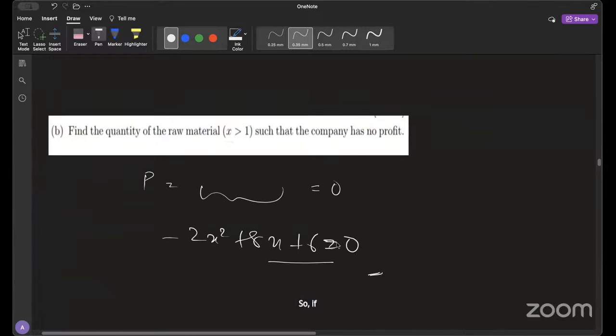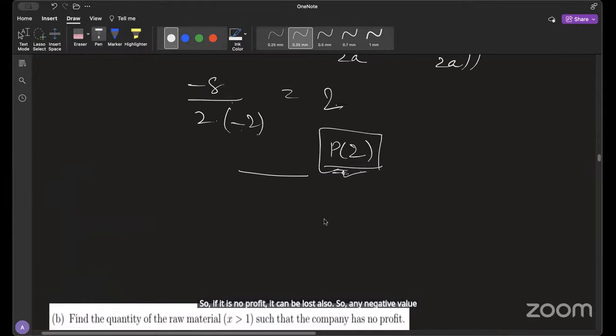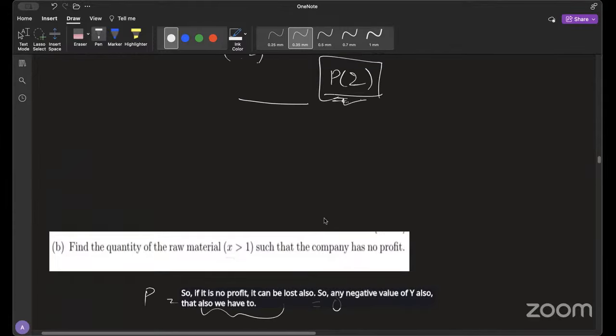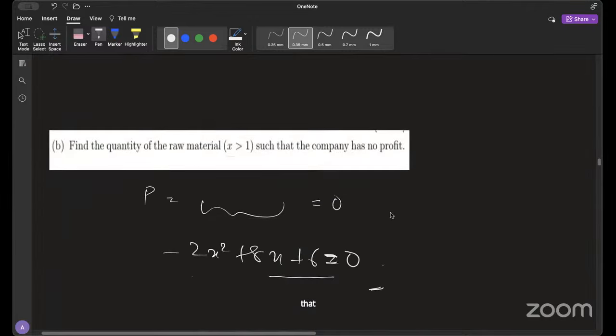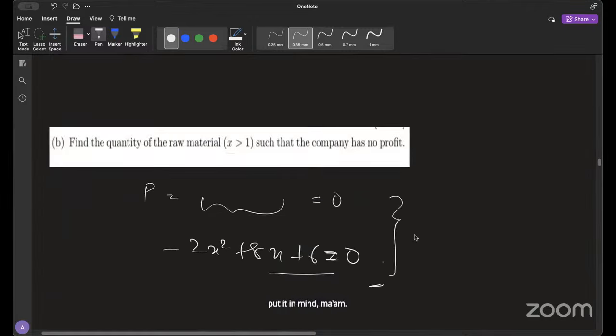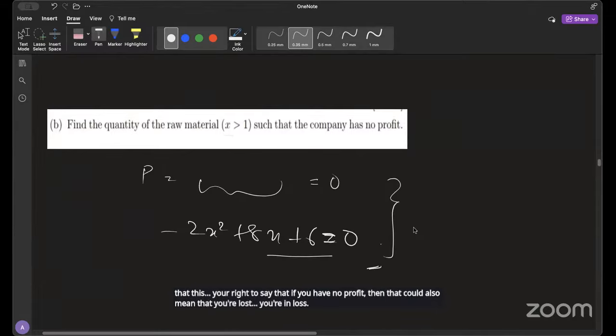So if it is no profit, it can be loss also. So any negative value of y also, that also we have to keep in mind, na ma'am? No, this is not loss. You're right to say that if you have no profit, then that could also mean that you're in loss. That is also correct. Or equal to zero could mean that your profit is zero.